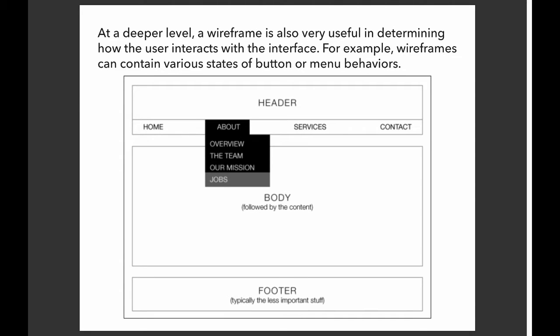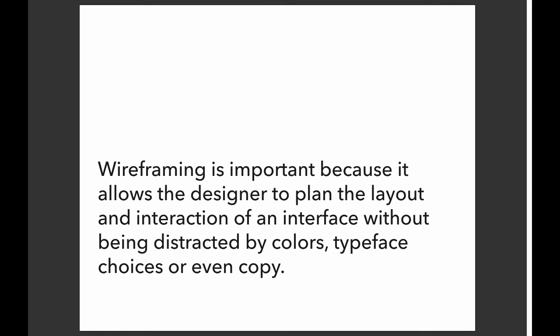All right, so this is also really important because it helps us figure out how the user interacts with that interface. So if you're wireframing, you're not getting too invested into the process. You can figure it out from more of the black and white mode without too much time invested to see how things navigate or click through, or where do they go from here, how many scrolls, etc. So there are various states of buttons or menu behaviors within this, and it helps us figure out where the user is going from point A to point B. All right, so it's allowing us to plan that layout.